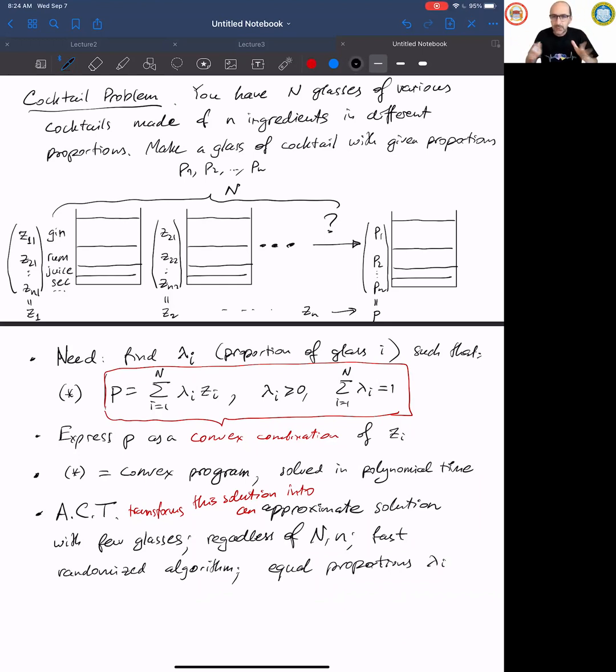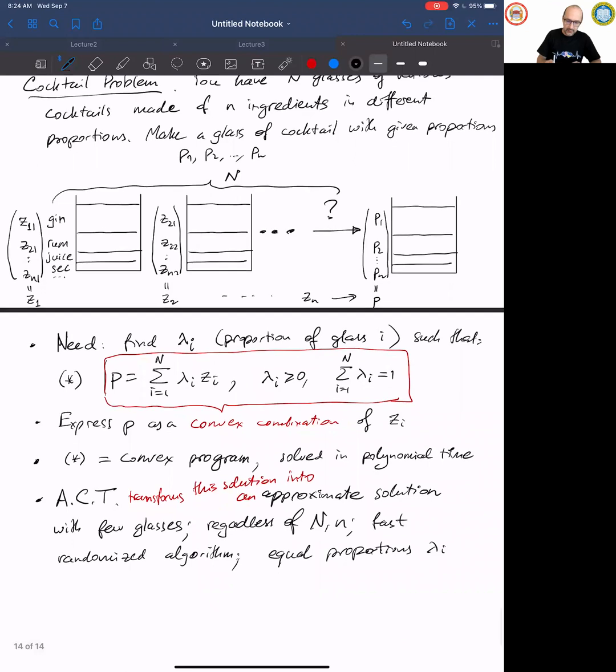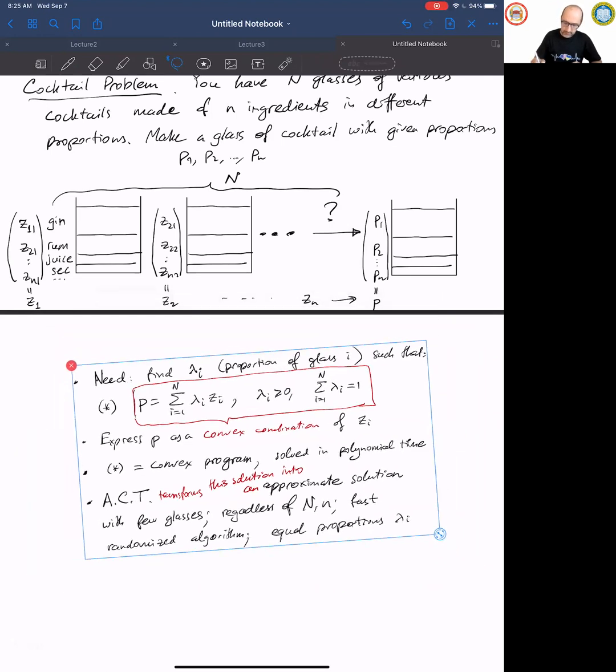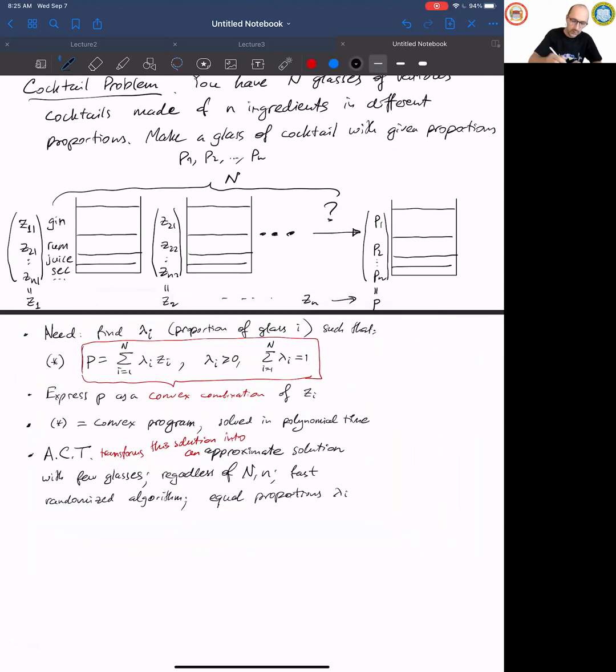Okay, so the cocktail problem was a half-joking problem, but really, we will discuss its relevance in two cases to data science. The first relevance of the cocktail problem is to financial mathematics, financial portfolios.